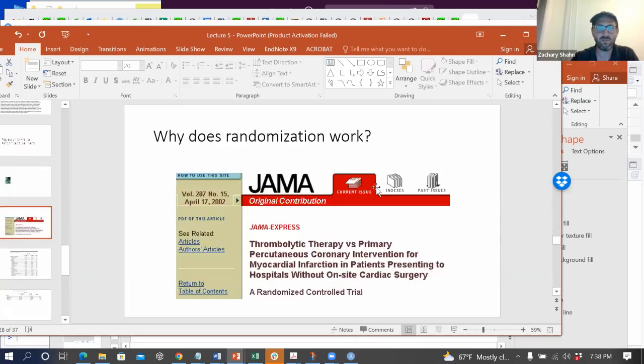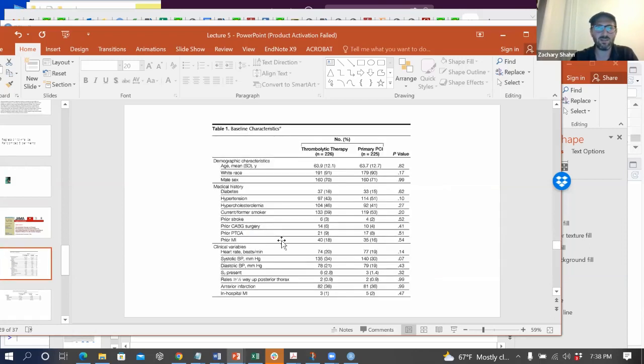So here's an example of a big RCT, thrombolytic therapy versus primary percutaneous coronary intervention for myocardial infarction in patients presenting to hospitals without on-site cardiac surgery. So just comparing these 2 treatments for heart attacks. And here's the Table 1. There's no Table 1 fallacy. So here's Table 1, where they typically compare the treated and the untreated groups.